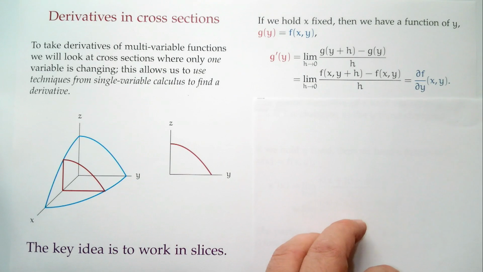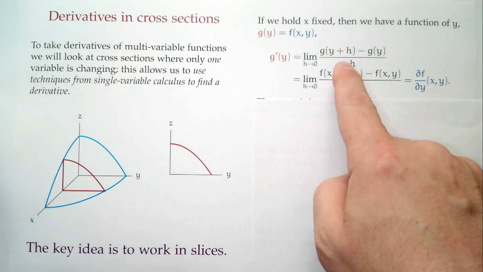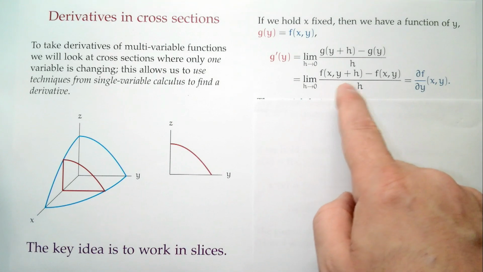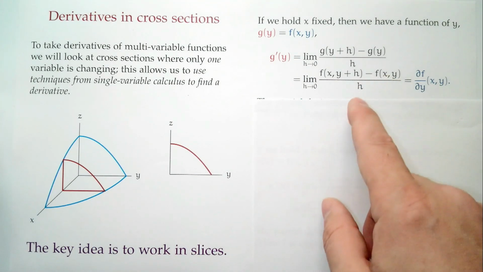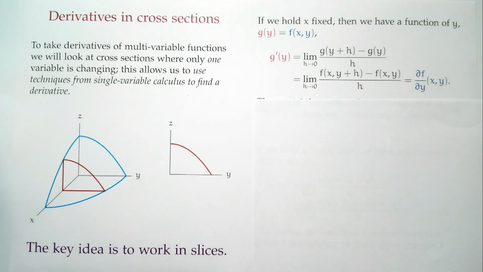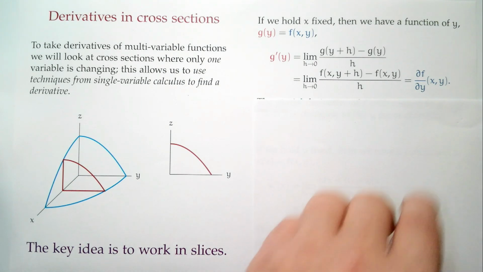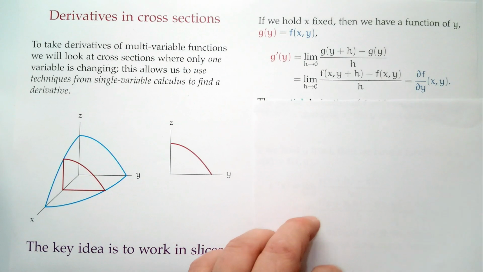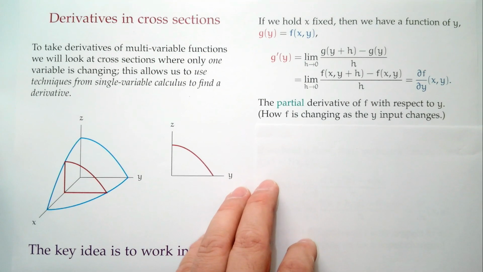And that becomes the limit as h goes to 0. We know what g of y is. So g of y plus h would be, replace y by y plus h. So f of x, y plus h minus f of x, y, all over h. And we call that partial f partial y of x, y. All right, so that's the partial derivative.